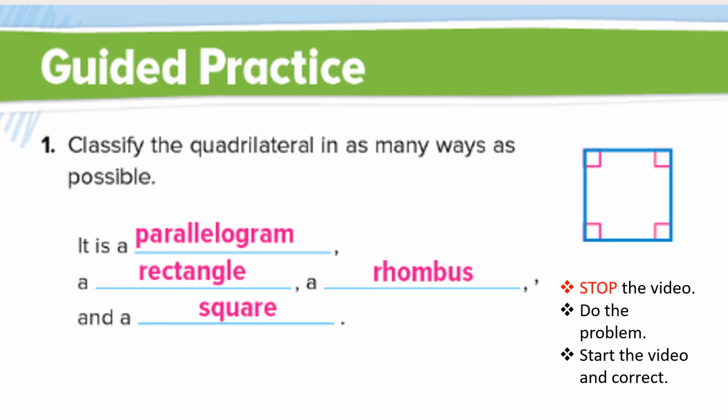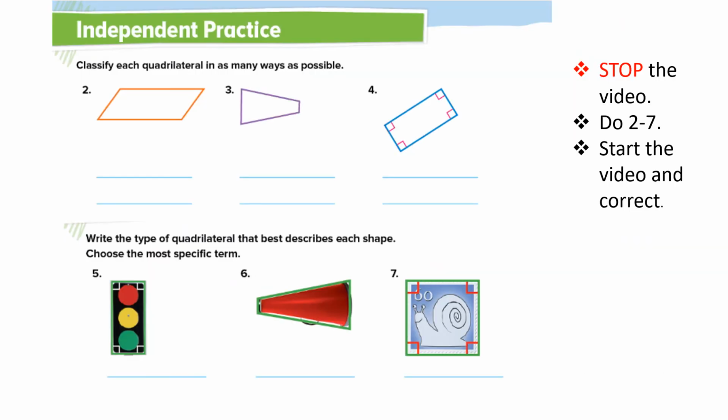All the names we could give this, it's a parallelogram, a rectangle, a rhombus, and a square. Isn't that funny that one shape could be called so many things? Now stop the video again, do 2 through 7, and then start to correct it.